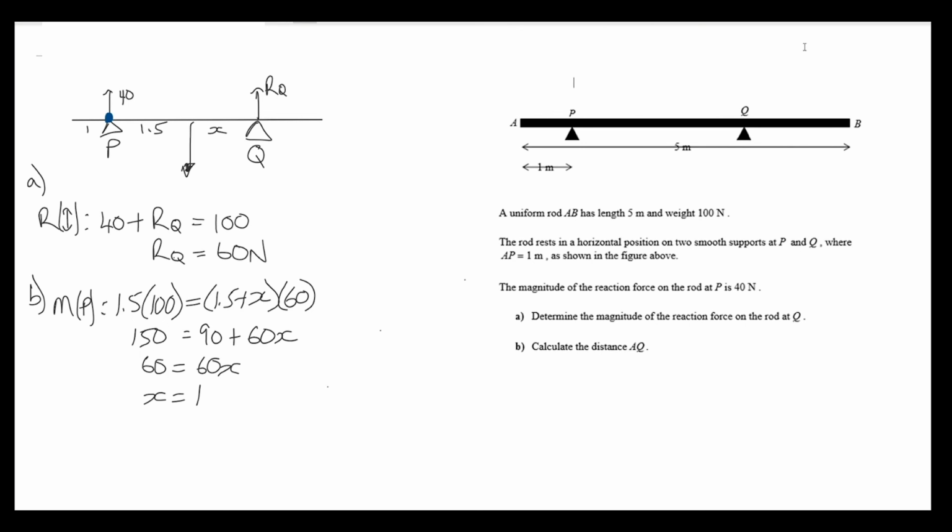The question wanted to know the distance AQ. So I should have actually labelled this on the diagram. A is on the left, B is on the right. AQ is going to be 1 plus 1.5 plus the x value of 1, and altogether it's 3.5 meters.